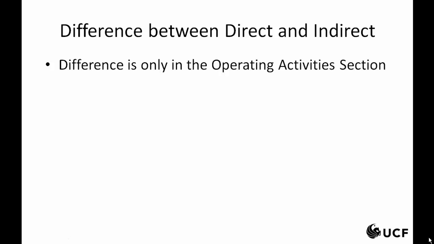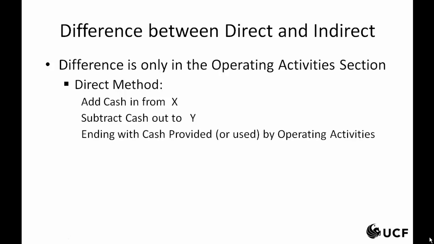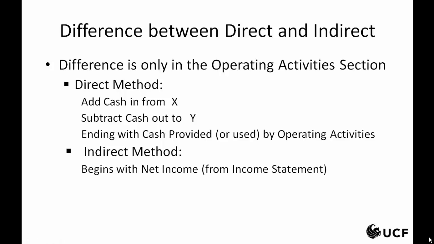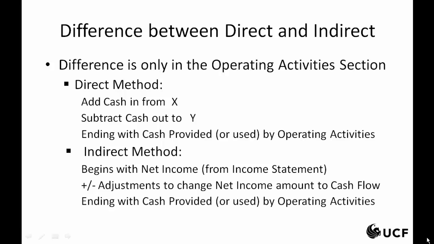the operating activities section. In the direct method, we show cash came in from here. Cash went out to here. We show the different places cash came in from. We show the different places the cash went out to, ending with the cash provided or used by the operating activities. In the indirect method, however, we start with net income from the income statement. We then make adjustments, adding and subtracting, in order to change net income into the amount of cash flow. Again, ending with the cash provided or used by operating activities.